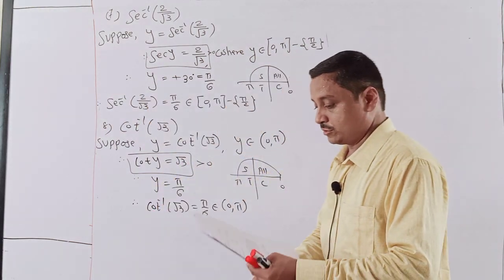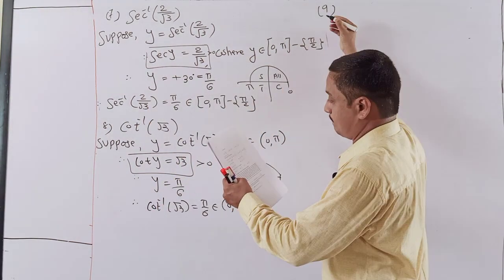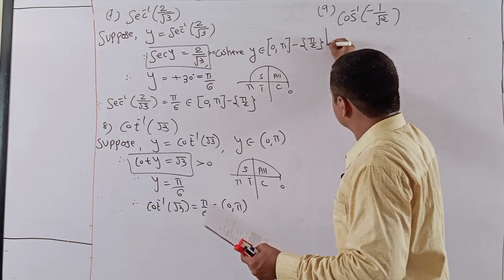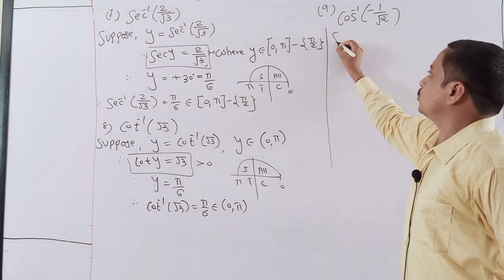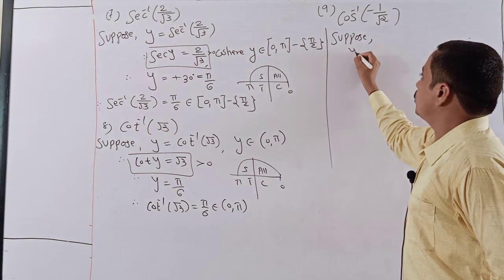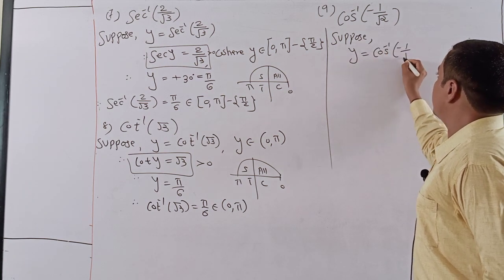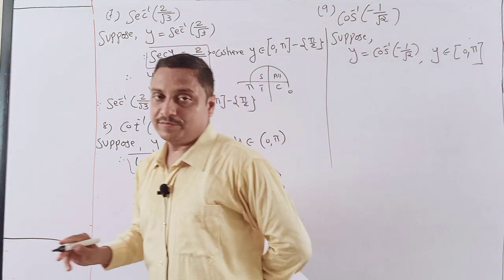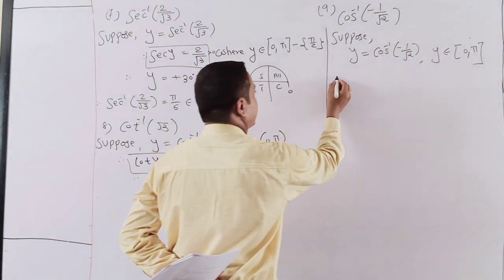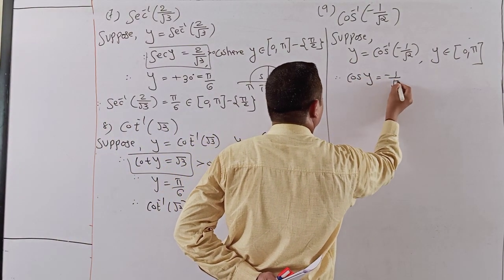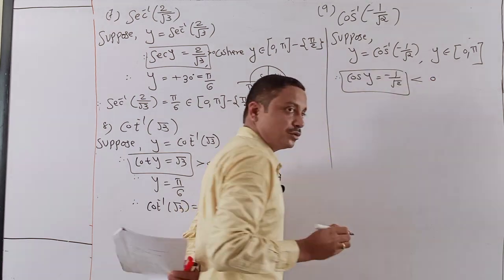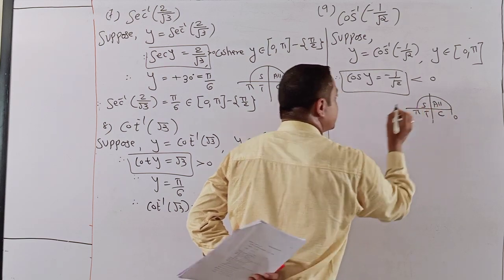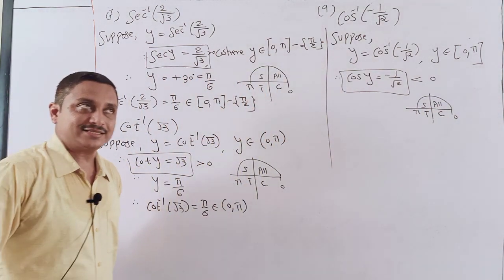Question number 9. Cos inverse minus 1 by root 2. Same explanation. Suppose the given question is equal to y, where y belongs to my range 0 to pi. So what is cos y? Cos y is minus 1 by root 2, which is less than 0. And in the quadrant 0 to pi, all STC wise, students, where is cos negative? Yes, it is the second quadrant.